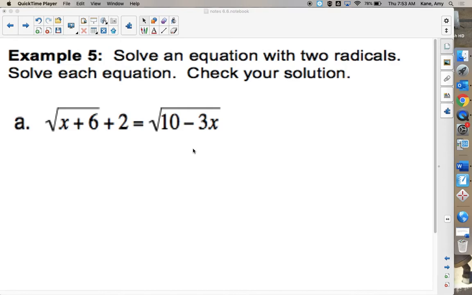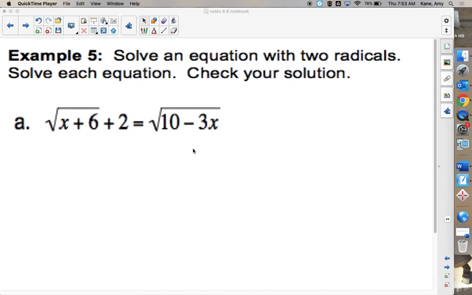So how do you think you would solve a problem with two radicals? What do you think you'd do first? Yeah, we're still going to square both sides. So the first step is to isolate the radical. If there's two radicals, we can't really isolate them. So the only option is to try and get rid of one of them by squaring both sides.